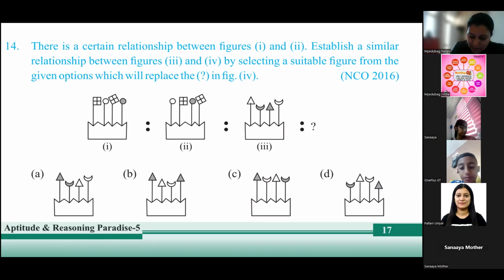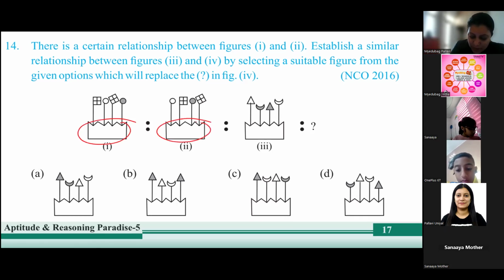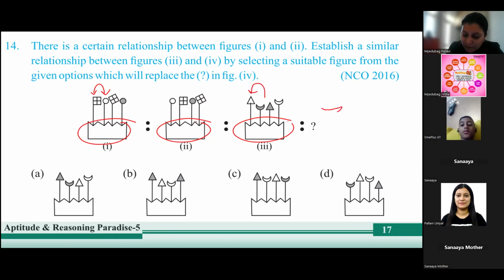What is happening? The base figure is the same in both the figures. Only the first and the second shape out of these four are interchanging their positions, right? Isn't it, Sanaya? This is the only pattern. So in the answer figure also, the base figure will be the same. Firstly, we'll have a crescent shaped moon and then a triangle, and then again this moon and a triangle. So this is matching option number D. So D will be the correct answer.